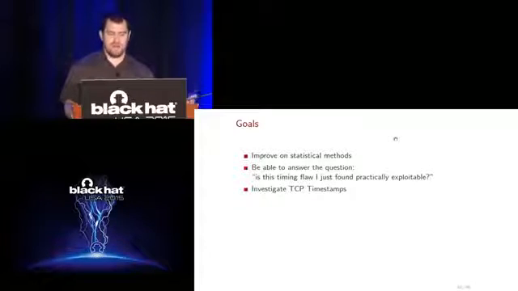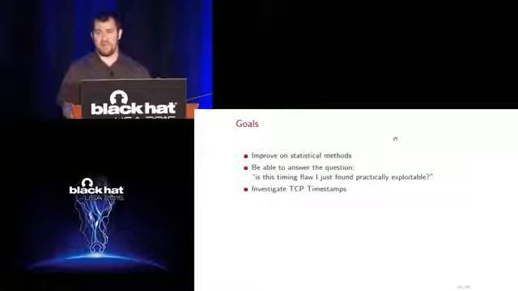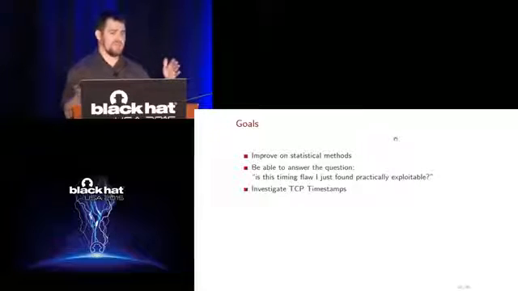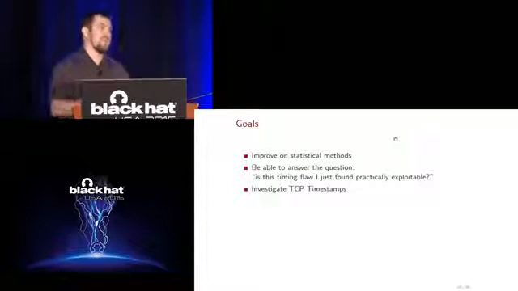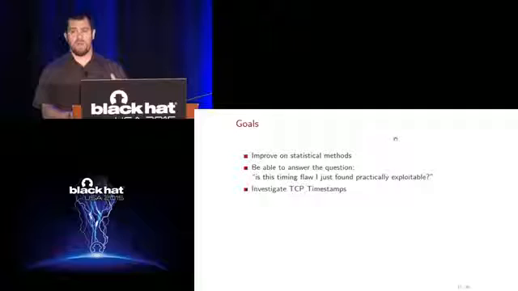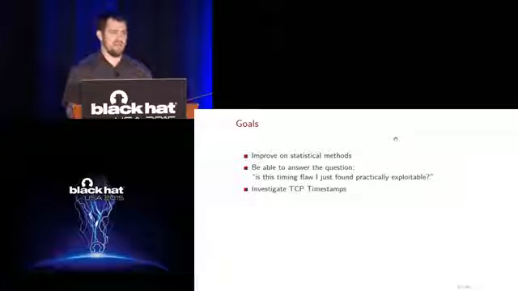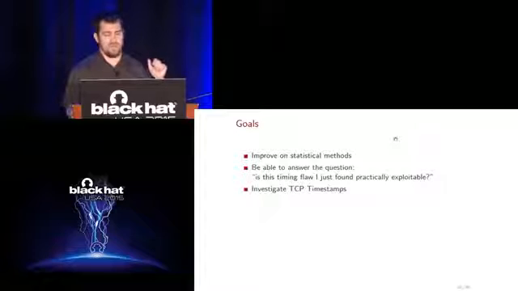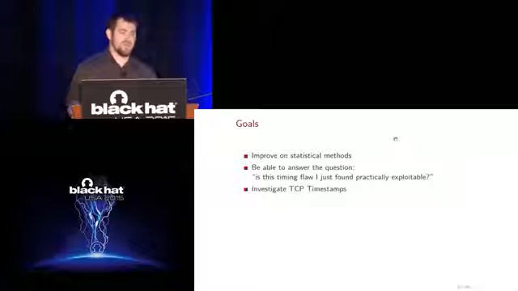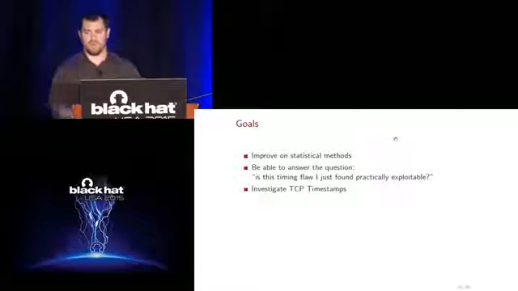So our goals: try to improve the statistical methods that are used to measure timing differences, and be able to answer the question for a pen tester in the time frame of a pen test: is this timing flaw actually exploitable? Can I actually tell my customer that, yes, this is something you need to fix right away, or this is really just something theoretical that would only be doable in 2 months' time? And then we also wanted to investigate the use of TCP timestamps, and if those timestamps could be used to help make these attacks more efficient. Previous researchers had kind of left this as an open question.